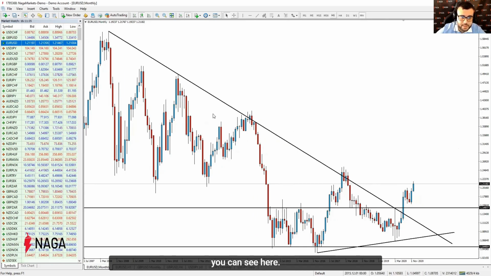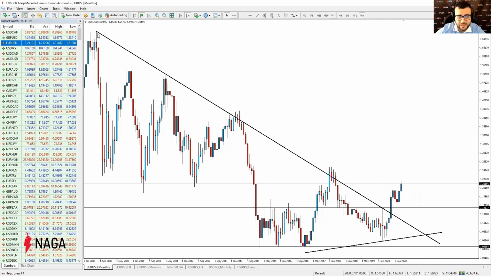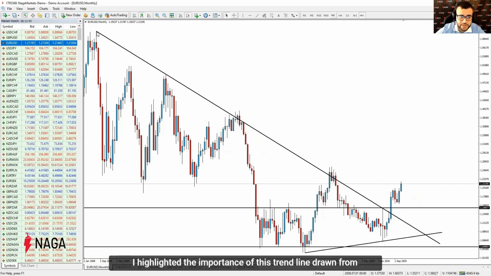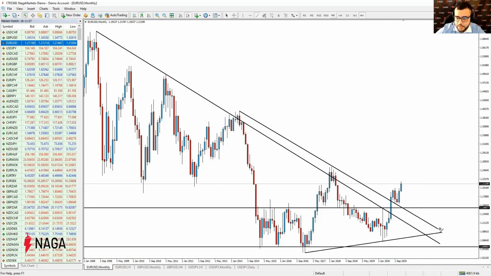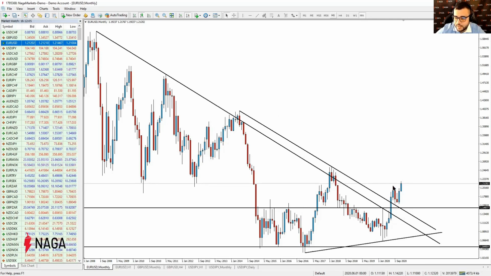Beginning with euro dollar, as you can see here, we have a monthly chart of the euro. Last week, I highlighted the importance of this trend line drawn from 2008 high. And as you can see, market already broke the trend line a few months before. Also here, I can draw another trend line from 2014 peak. And as you can see, the market managed to break above both trend lines.